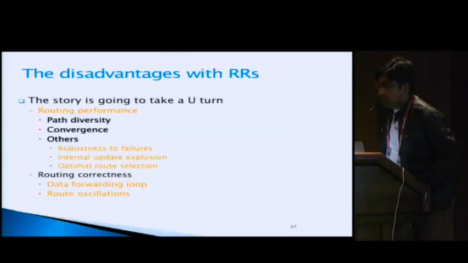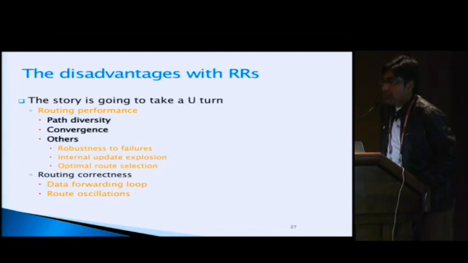So far, what we discussed is the challenges of IBGP full mesh, the solutions, configuration, and route reflectors. Now let's look at some of the challenges which come with RR deployment. So what are those challenges? The most important, I have just mentioned two, are path diversity and convergence.